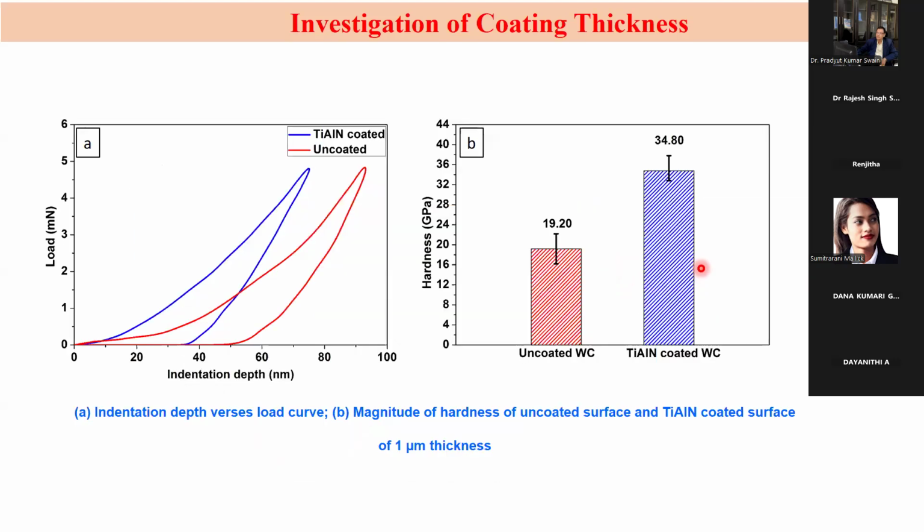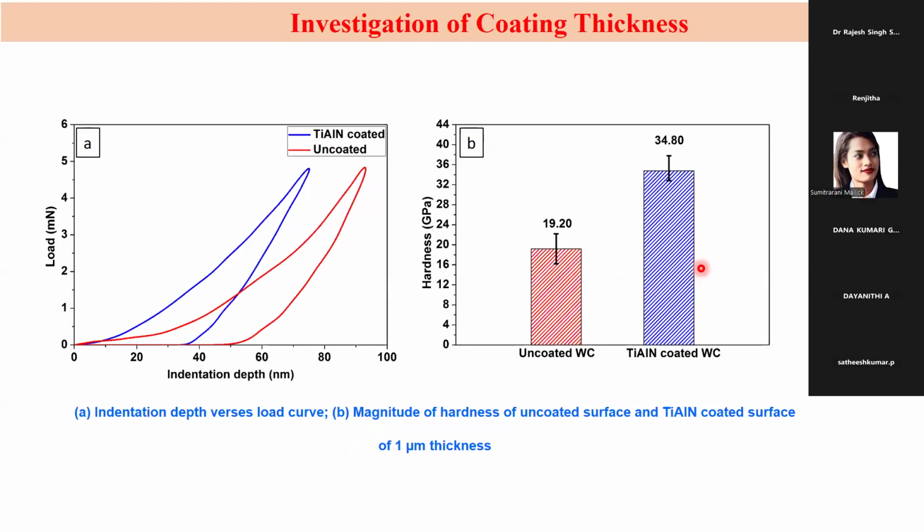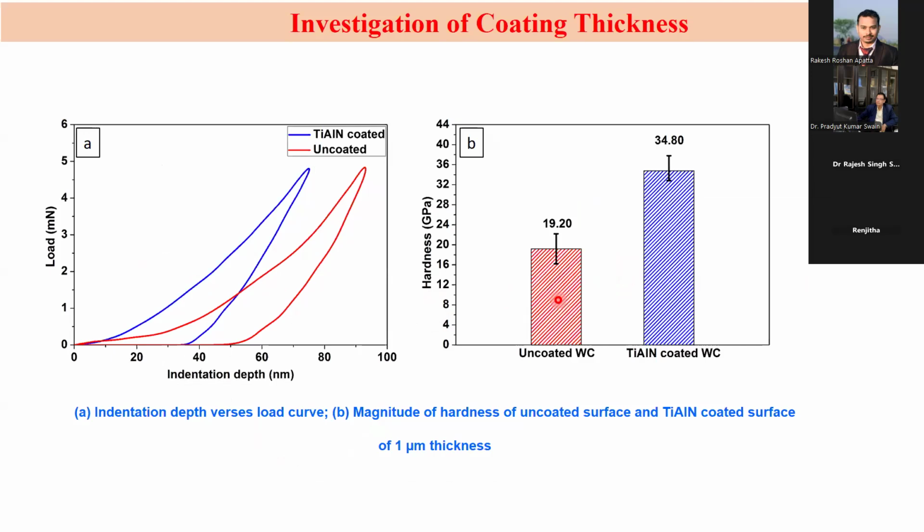Then after this, our application of coating is for two purposes. One is to enhance the hardness, and the other is to enhance the tribological property, that means to reduce the coefficient of friction. So we did the nano indentation test, and we see that for the uncoated tungsten carbide tool the hardness is around 19.2 GPa, and after TiAlN coating this is around 34.8, or even 35. This is a huge enhancement of hardness, which is required.